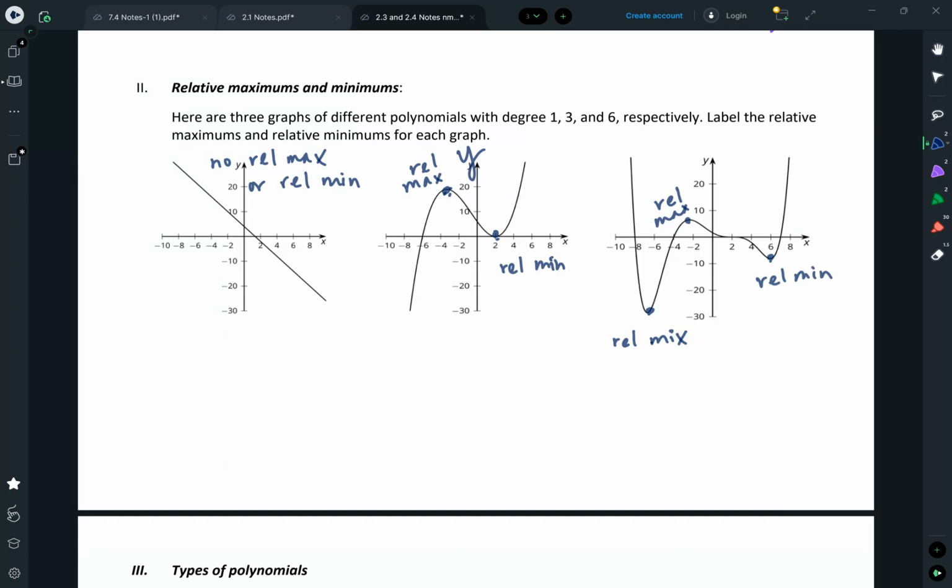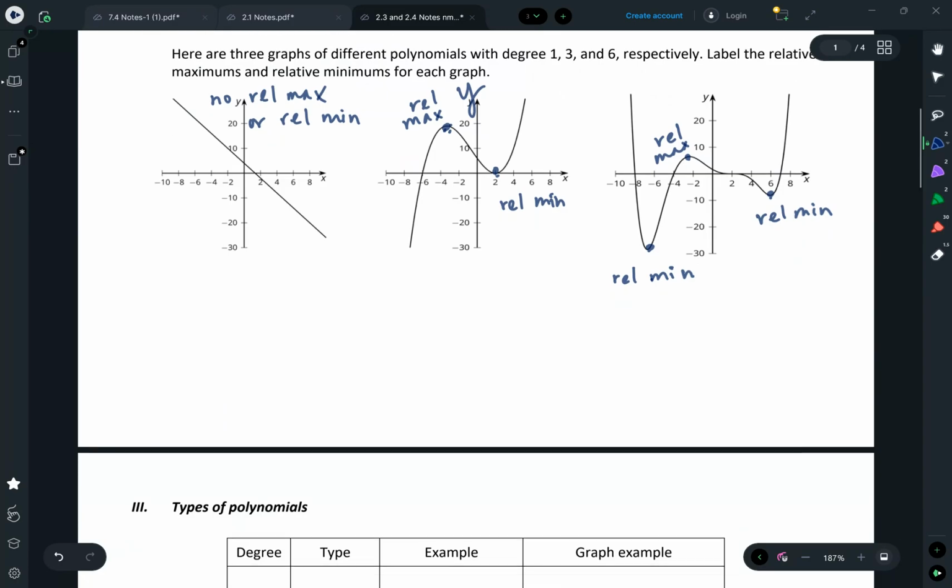I don't know why I put max there instead of min. I don't know what I'm doing. All right. This looks good.